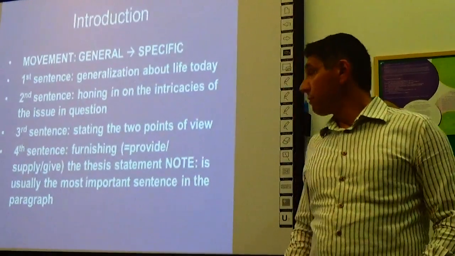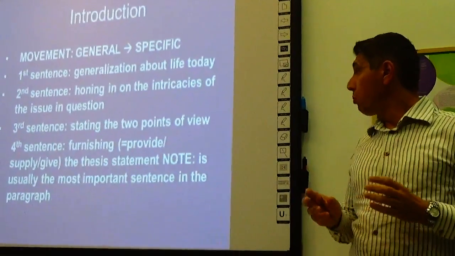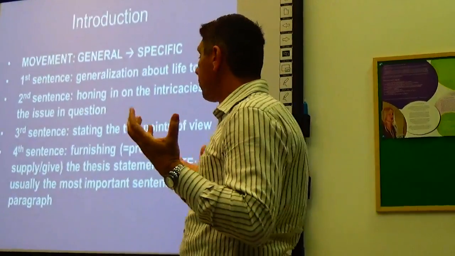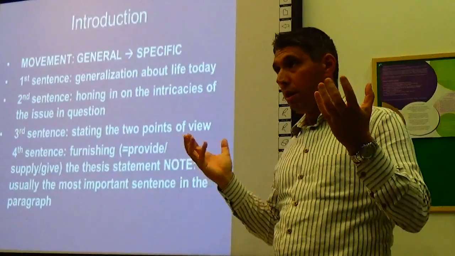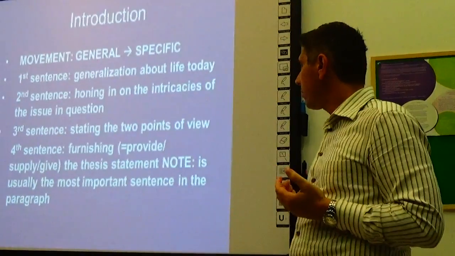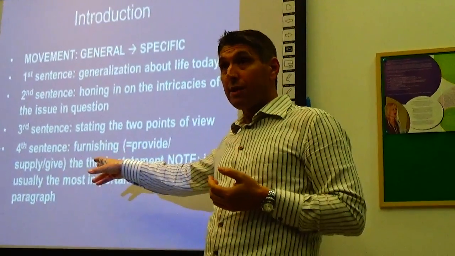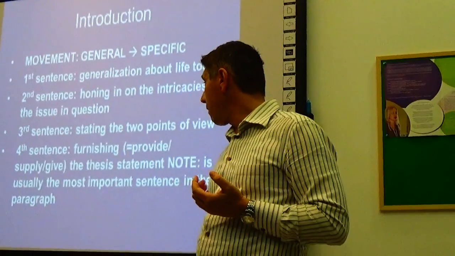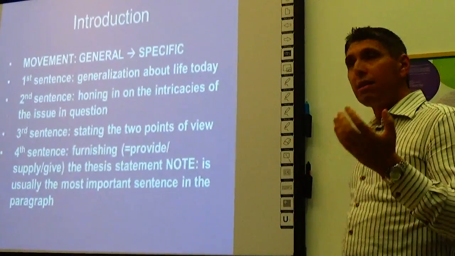Now the third sentence should state the 2 points of view. Remember, if you are writing an argumentative essay, you have 2 points of view. And the third sentence should be a reference to those 2 points of view. And the fourth sentence, the final sentence in the introductory paragraph, should supply the thesis statement.